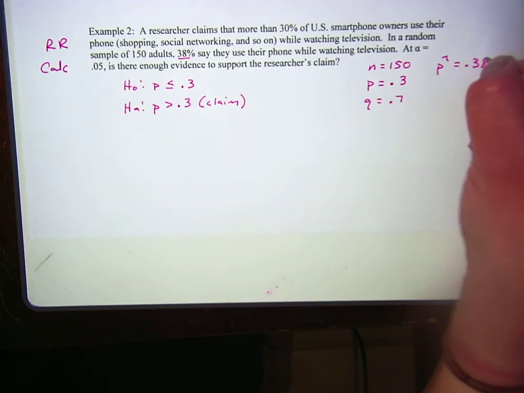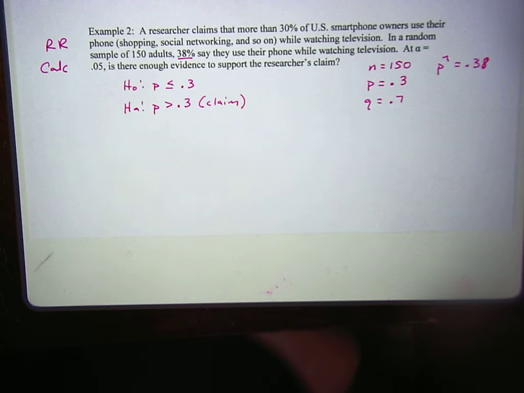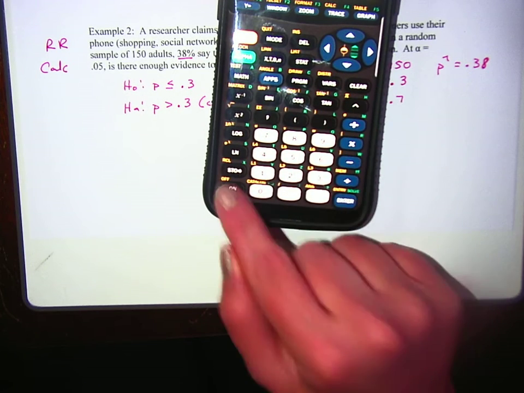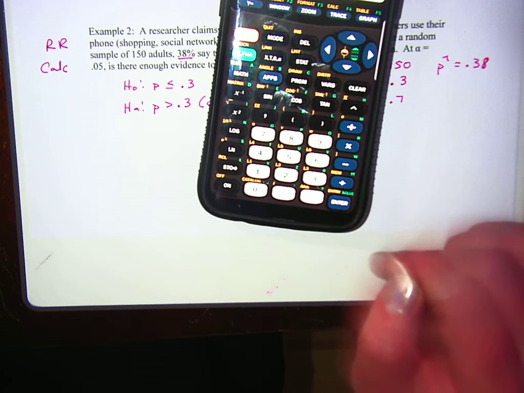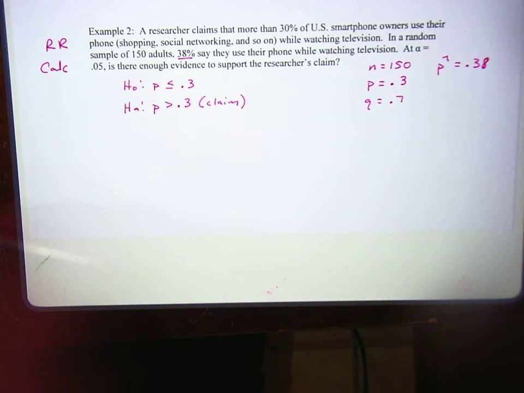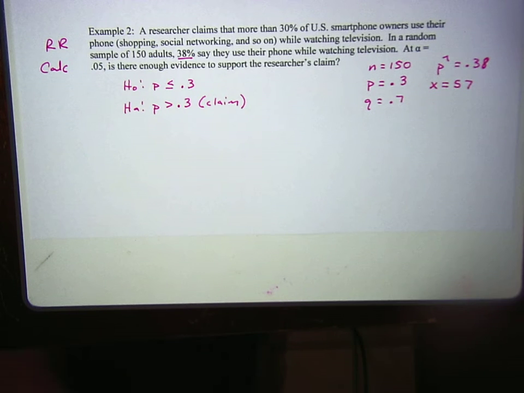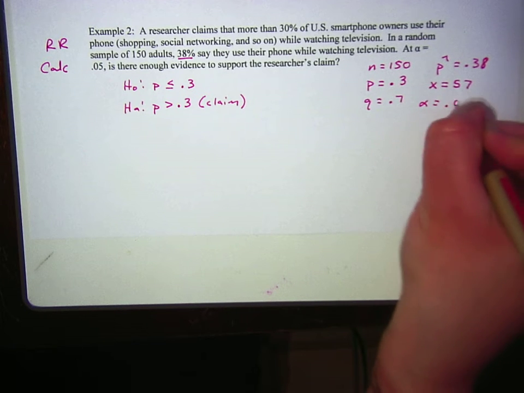And because I know that we're using our calculator, I know that in real life you usually don't have the percentage first. You have how many people said yes to whatever you're talking about. So I'm just quickly on my calculator going to do 0.38 times 150 and find out that the X is 57. So there are 57 people who would have said yes. 57 divided by 150 is 38%. And then our alpha is 0.05.